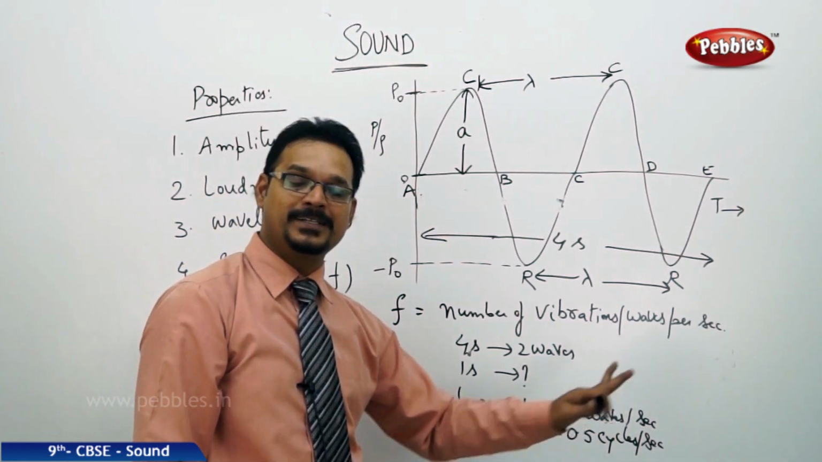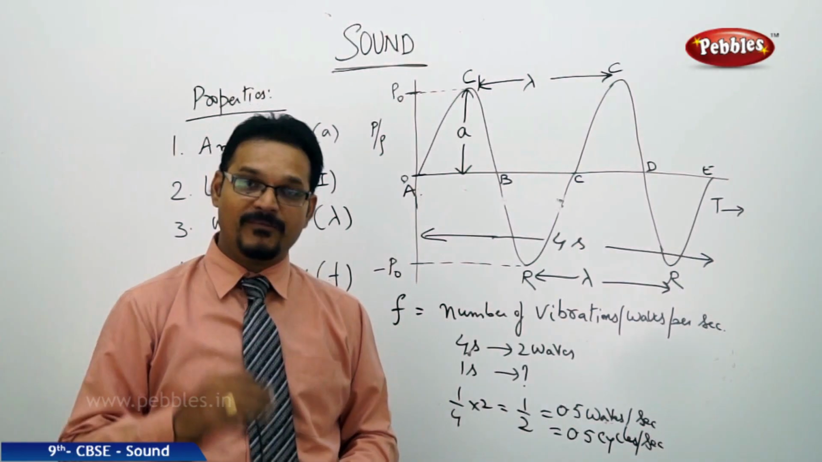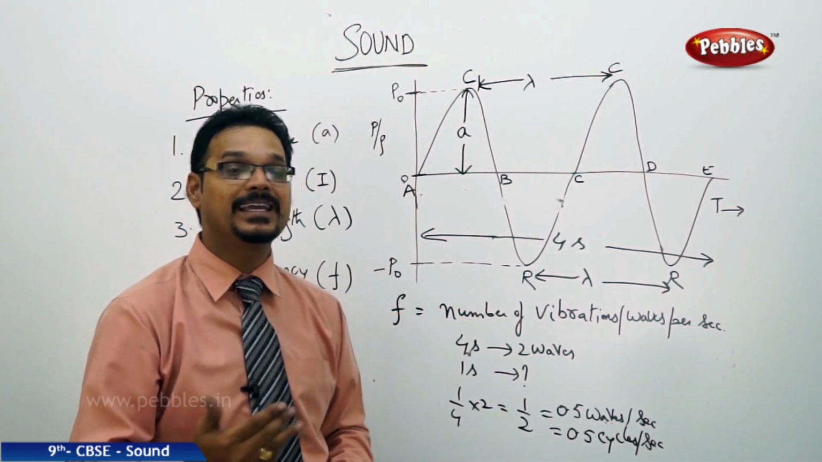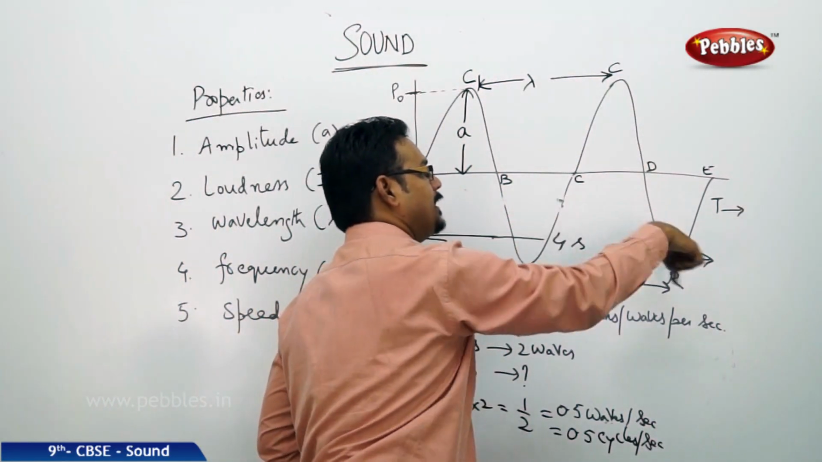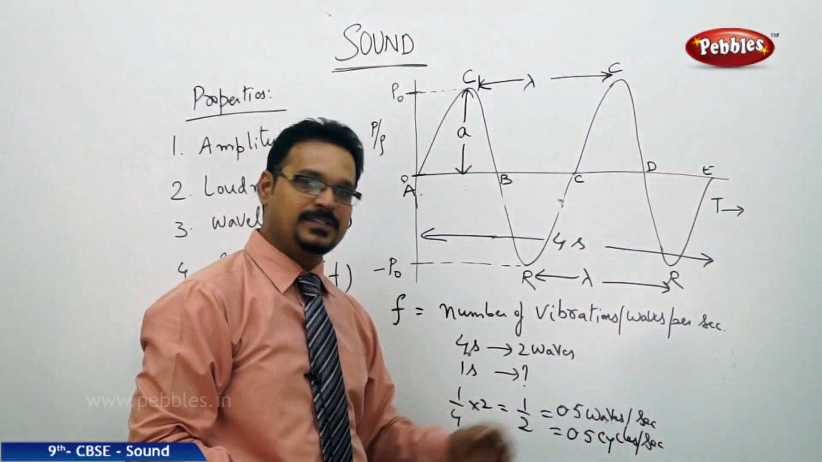0.5 cycles per second. What is cycle? Don't think this is a bicycle. In classical time, wave can also be called a cycle. See, A, B, C is one cycle. C, D, E is one cycle, two cycles. So waves per second or cycles per second.